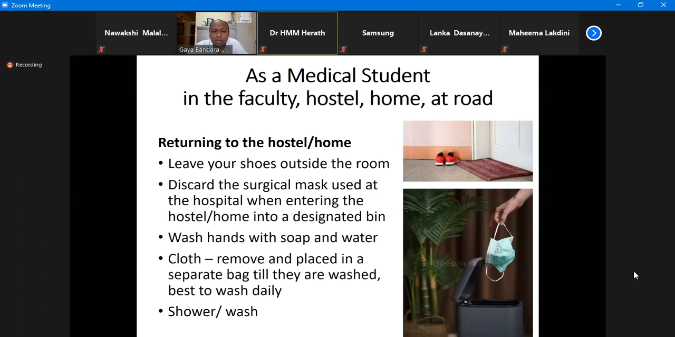In the evening, when you are returning to the hostel or home, make sure to leave your shoes outside the room or house. And if you are wearing a surgical mask, you have to discard it at the entry to the house or the hostel the proper way into a designated bin, and this bin should be discarded appropriately. Then you have to wash your hands with soap and water and remove your clothes and place them in a separate bag until they are washed. Best if you can wash them daily. Then you have to have a shower or a wash before you do anything else.